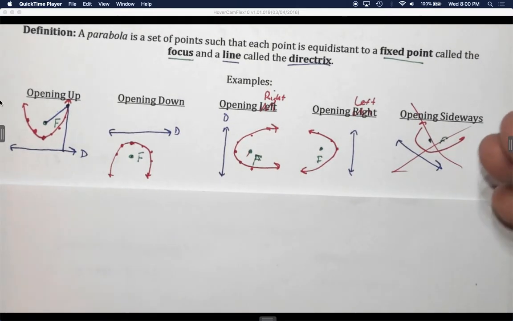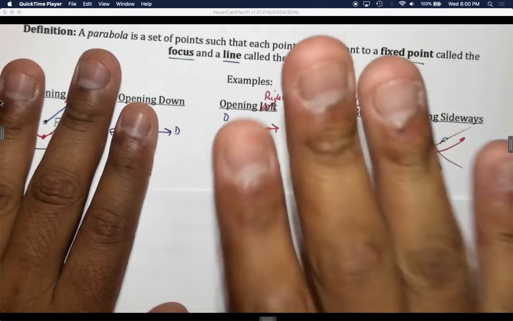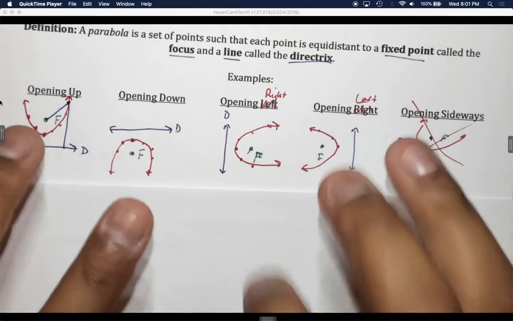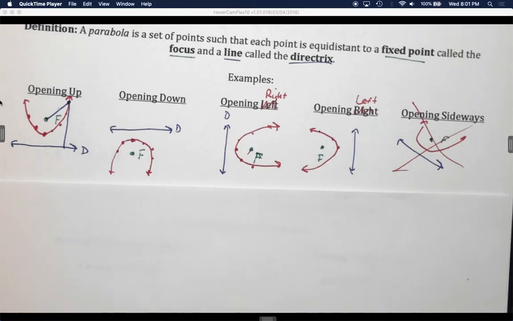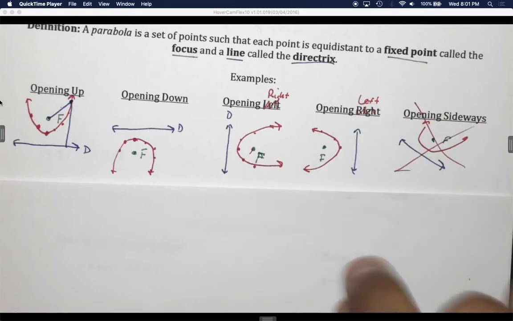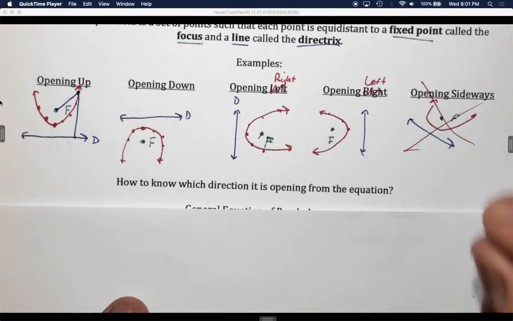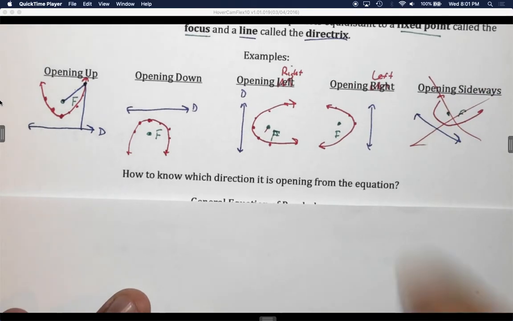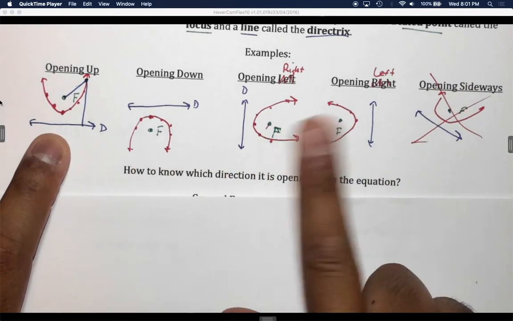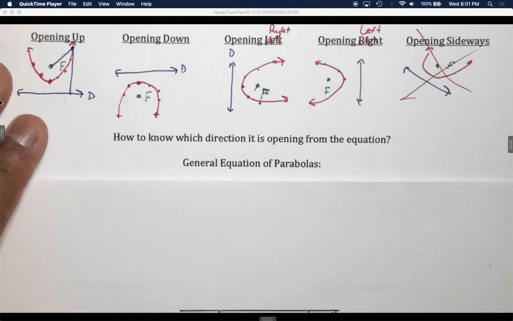Just focus on understanding what happens when my directrix is horizontal, and what happens when it's vertical. If my focus is up or below or right, how in the world is my parabola going to look? So that's what we're doing first. Make sure that you understand which way it's facing. We're even going to start simpler than that. I want you to be able to look at an equation and know whether it's facing up, down, left, or right. In order to know that, you need to know the general equations.